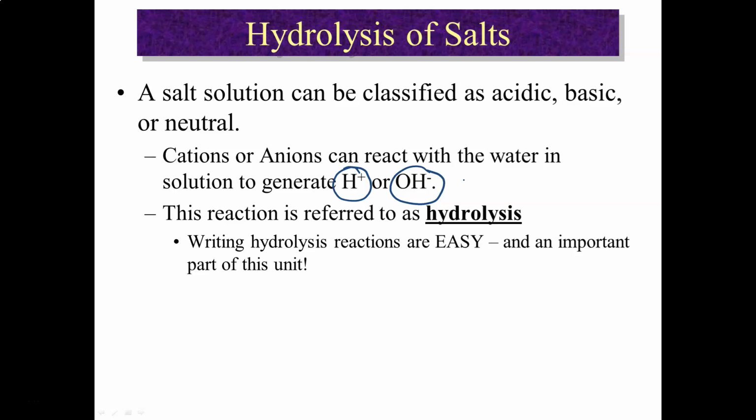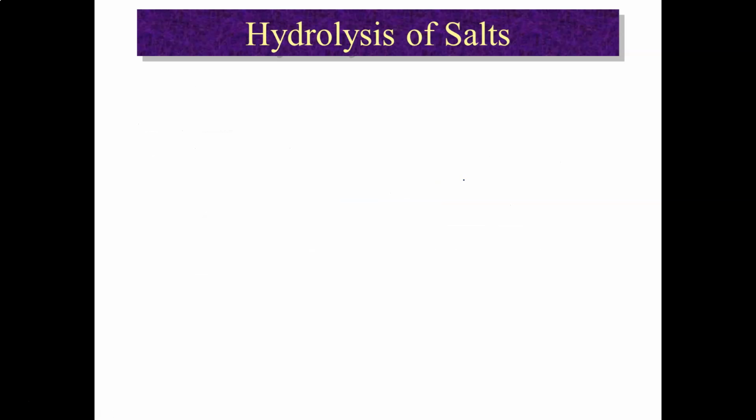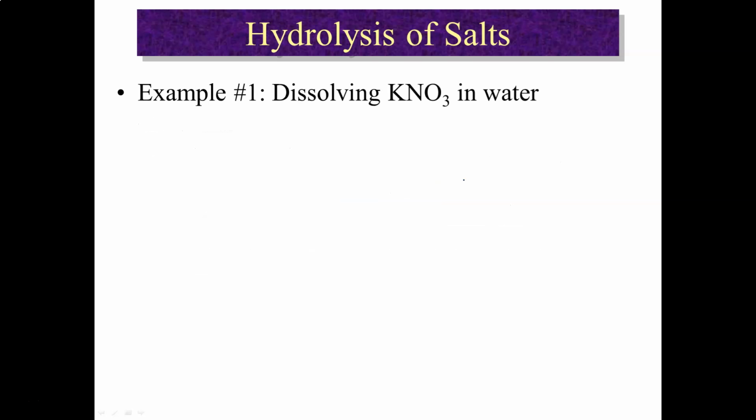So hydrolysis, hydro, you're thinking water. So it's these anions or cations reacting with water. Writing hydrolysis reactions are really easy, and it's an important part of the unit. So let's look at how we write those. Example number 1 is dissolving KNO3 in water. So let's say we had a sample of solid potassium nitrate. We want to dissolve it in water.